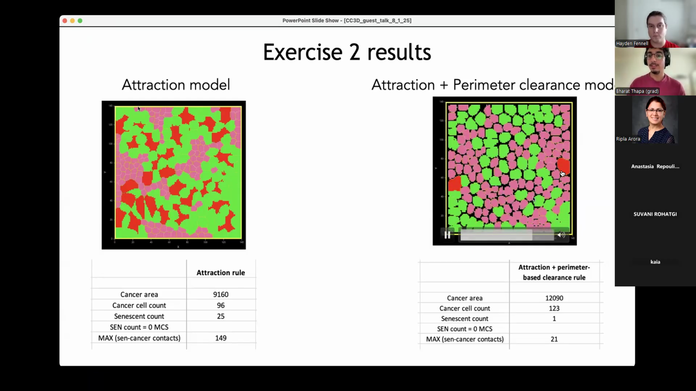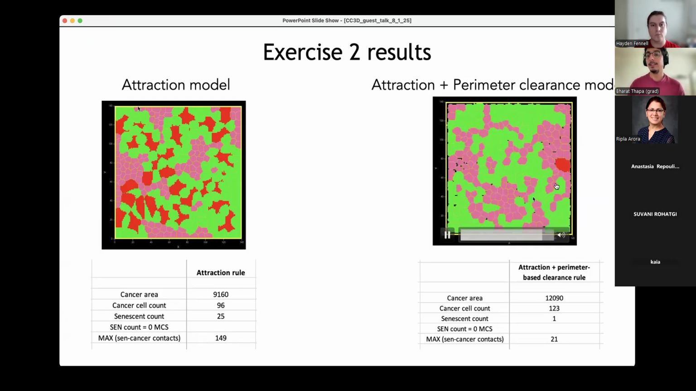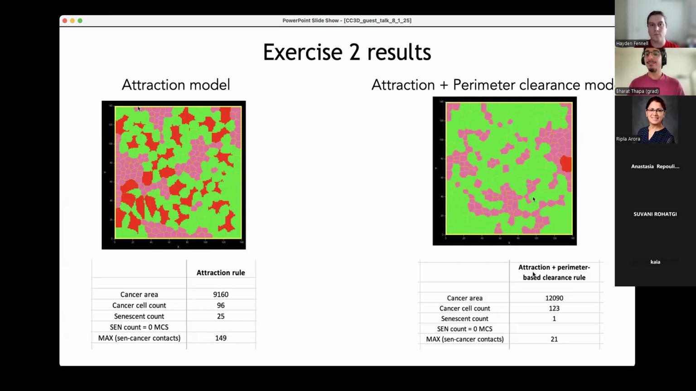Before confluency is reached, most of the senescent cells are already cleared off. One thing which you would see in the optional exercise is that sometimes you would have these isolated senescent cells which do not get a cancer neighbor. They just got isolated or shielded by the young ones.